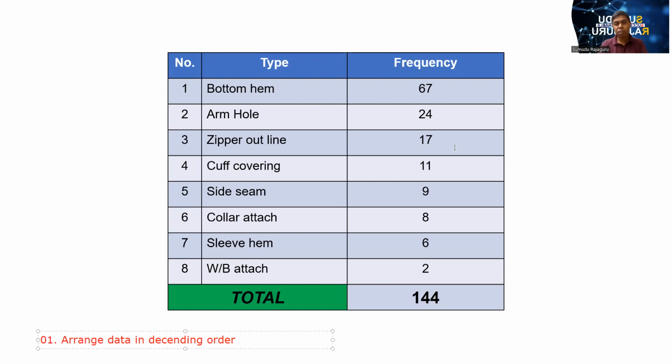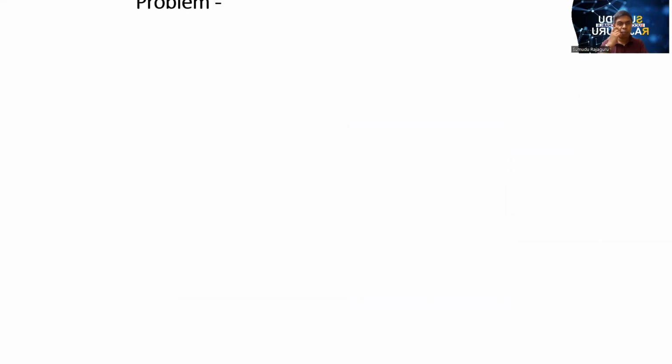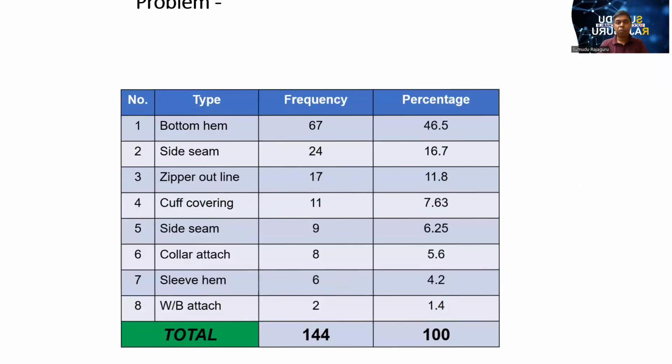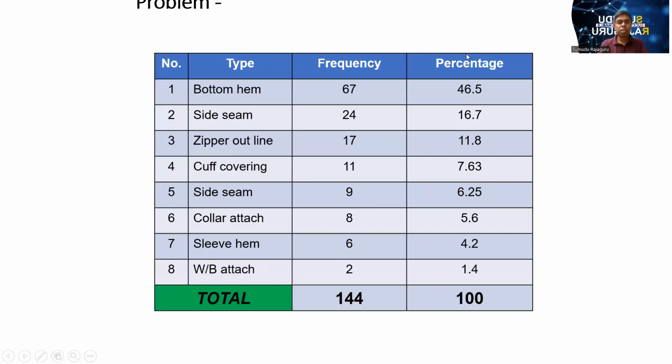Right. After we prepare the descending order, after we arrange the data into descending order, the next step is we have to calculate the individual percentage. What is step number 2? Calculate individual percentages. How do we calculate individual percentages?